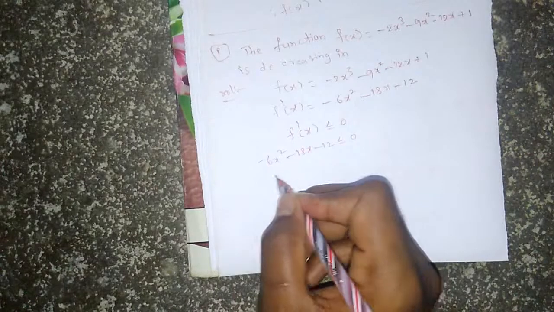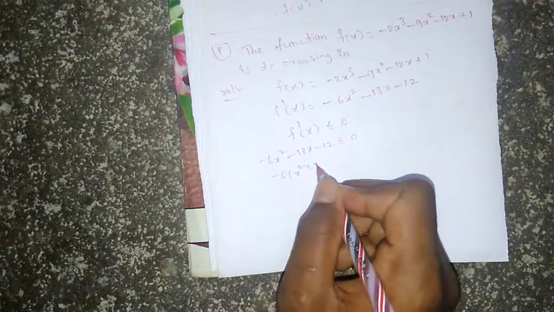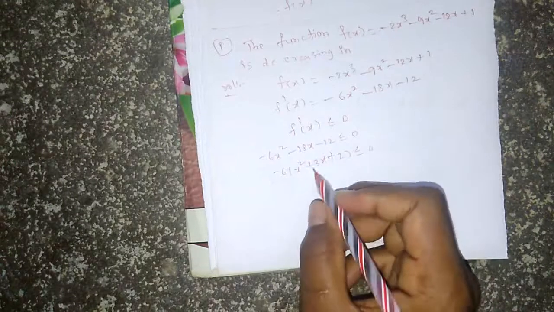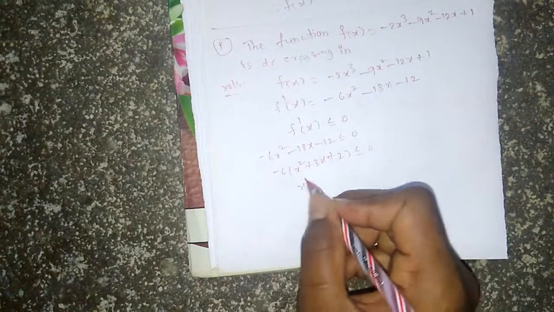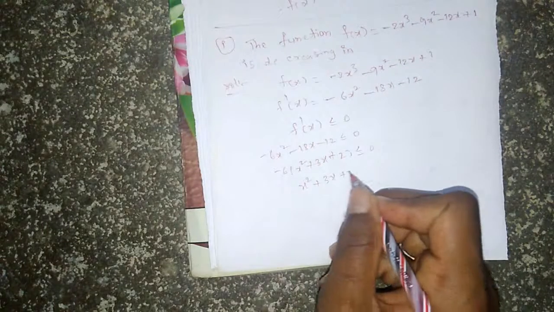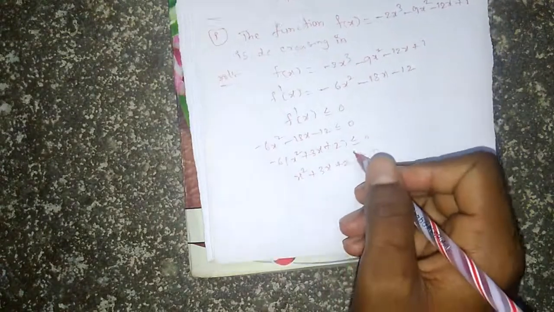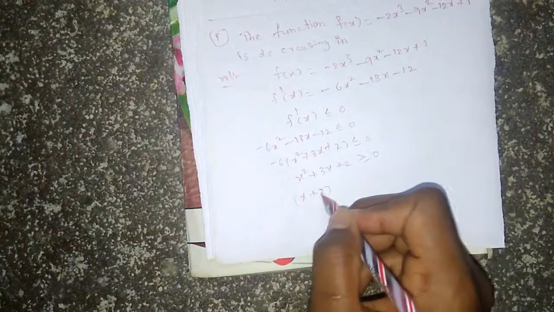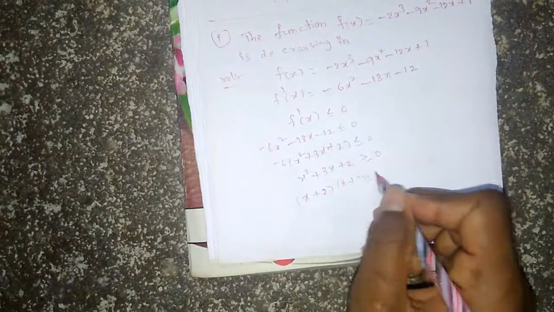Take minus 6 common, so it will be x square plus 3x plus 2 less than or is equal to 0. Multiply by minus 6, that is x square plus 3x plus 2. Here inequality will change, that is greater than or is equal to 0. Factorize, this is x plus 2 into x plus 1 greater than or equal to 0.